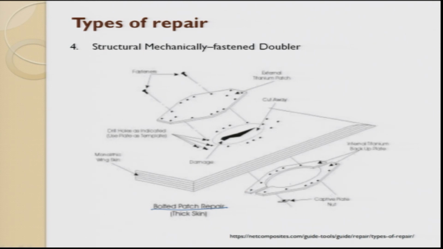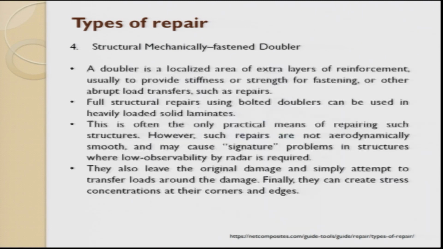This patch is put after taking away the damaged area. This is a cutaway. Then a plate is given on the top, and we fasten these two so that we have very good strength. This is called a bolted patch repair. Here a doubler is a localized area of extra layer of reinforcement, usually to provide stiffness or strength for fastening, or for any other abrupt load taking in such a repair.